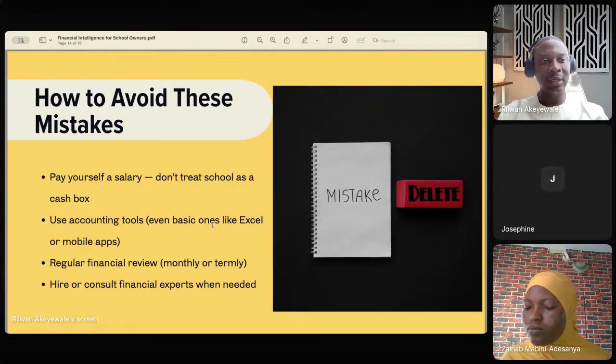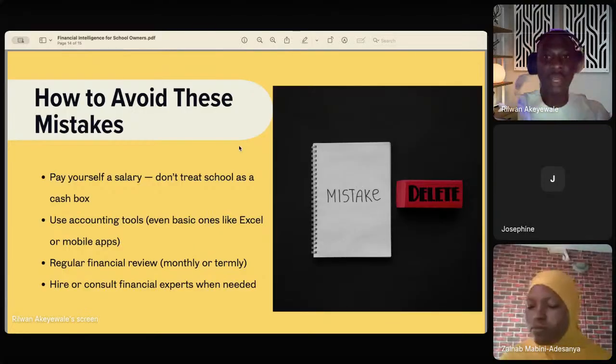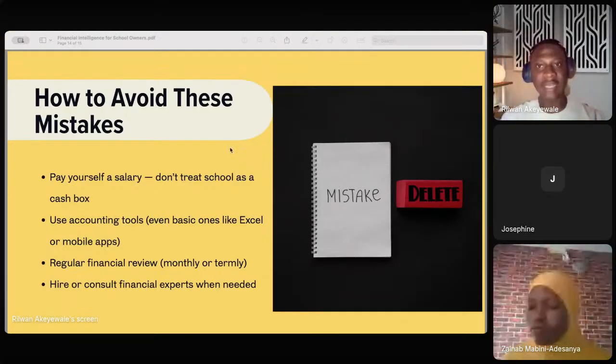Don't just make it, okay, you need 50K today, you pick it from the school account. You need 100K tomorrow, you pick it from the school account. That way, you won't be able to track how much is going into the accounts and every other thing. You won't be able to track it. So you need to earmark a particular percentage of income or a particular salary for yourself. Okay, you need to do that.